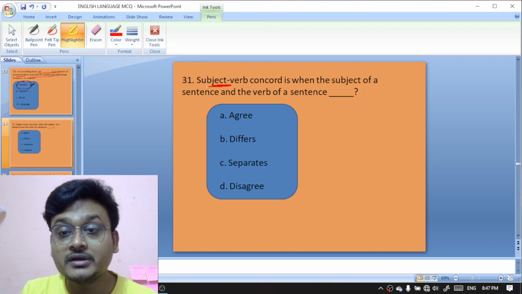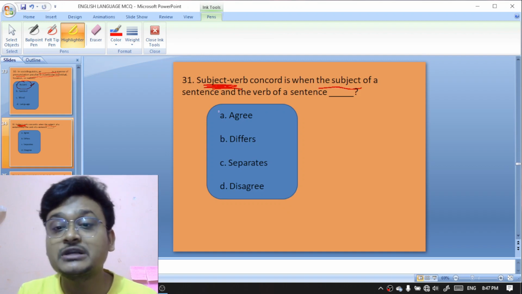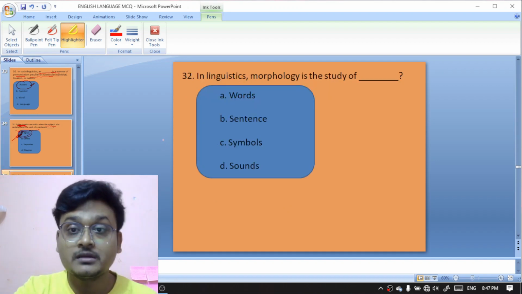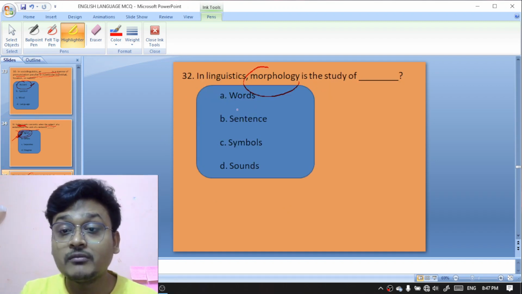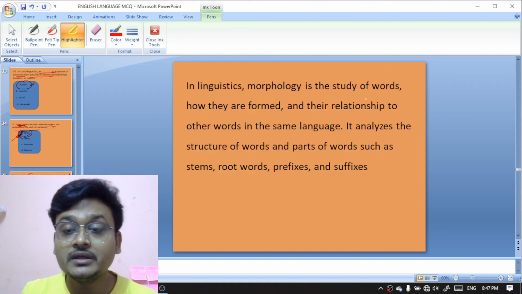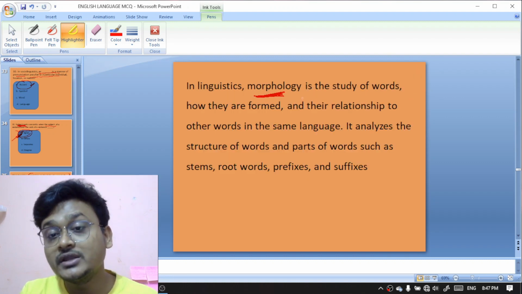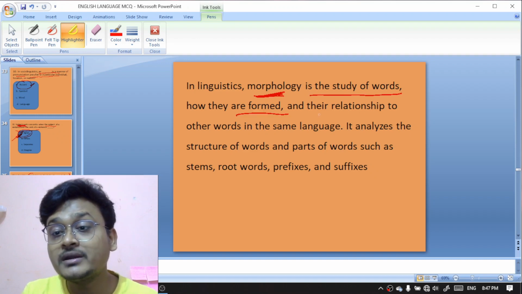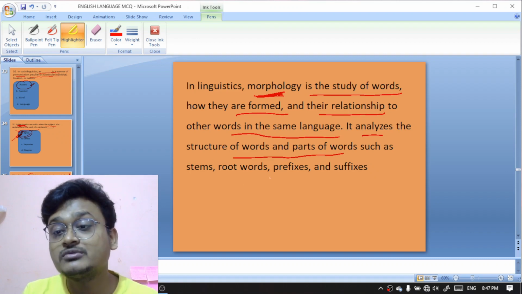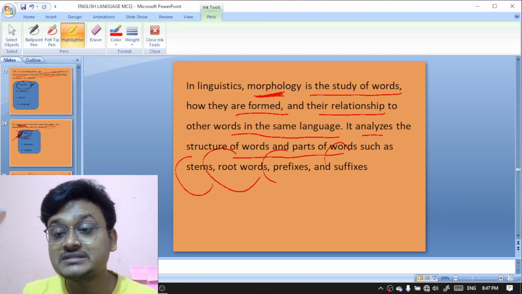Subject verb concord. Subject verb agreement or concord is when the subject of a sentence and the verb of a sentence agree. So A is the answer here. In linguistics, morphology is the study of words, sentences, symbols. Morphology is the study of words. So A is the right option here. Next question. In linguistics, morphology is the study of words, how they are formed and their relationship to other words in the same language. It analyzes the structure of words and parts of words such as stems, root words, prefixes, and suffixes.